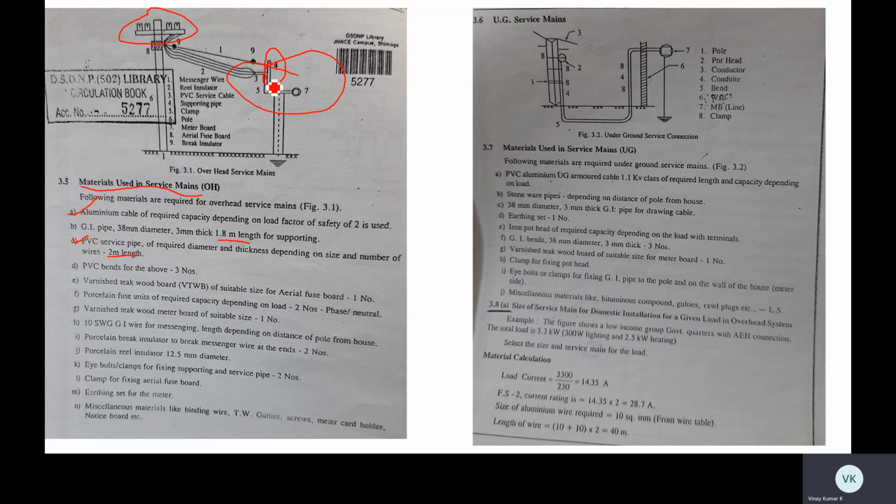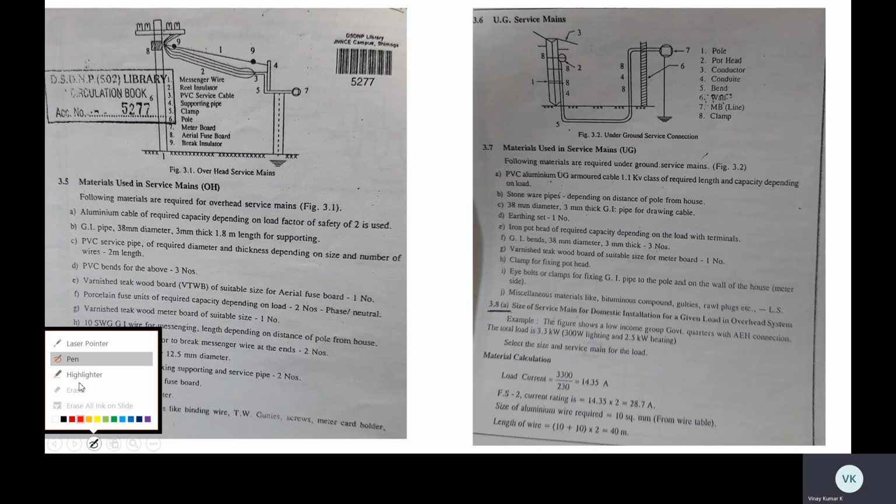And PVC pipe, that is for receiving the cables. Here the third one is the receiving pipe. The next thing is PVC bends for the above 3 numbers. Normally PVC bends are also used here, one on each side and the third one. These are the different PVC bends used, 3 numbers.